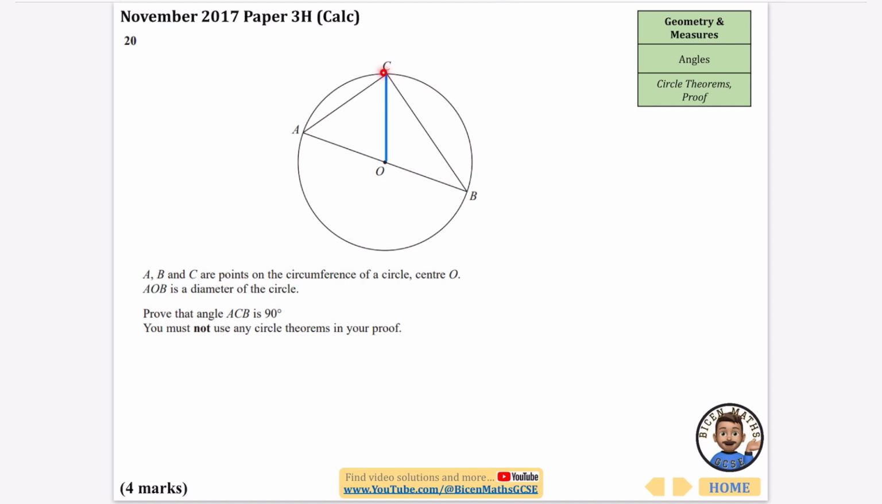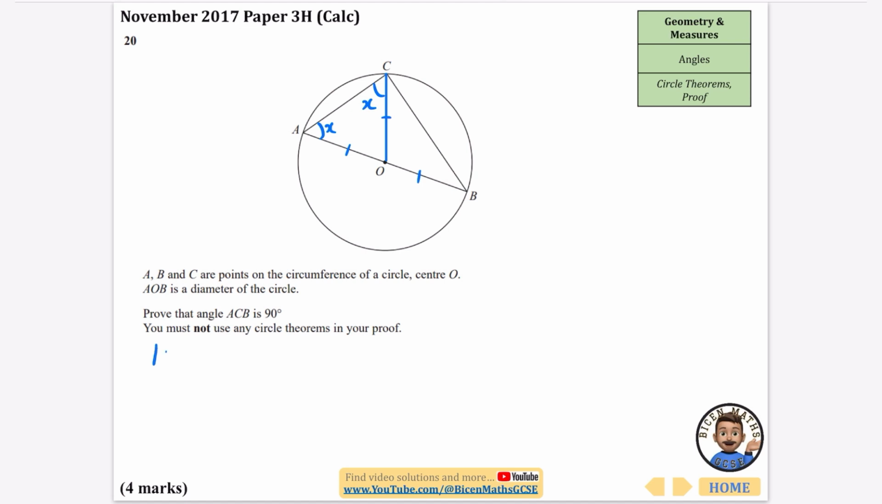Now, I put an extra line on here because then what I've done is I've created something where all of these are the same length because they're going from the center to the outside, so they're all the radius, which means I have got two isosceles triangles. Now, if I call this angle here x, that would mean that this angle here is also going to be equal to x. So I'm just going to write that down.